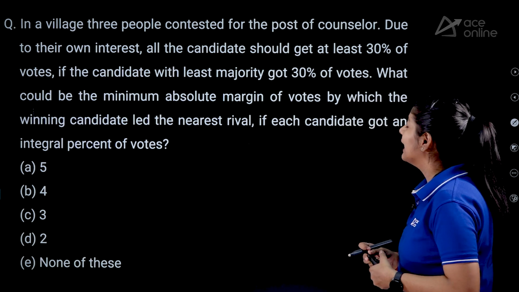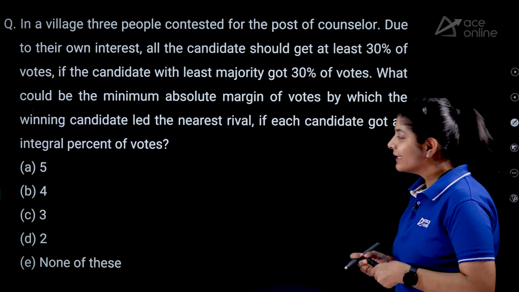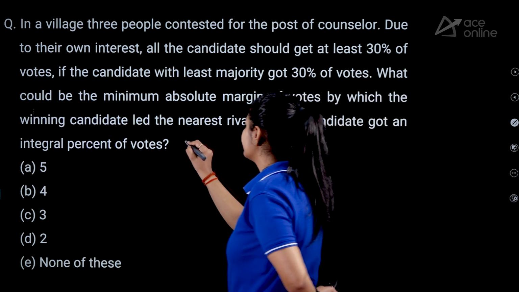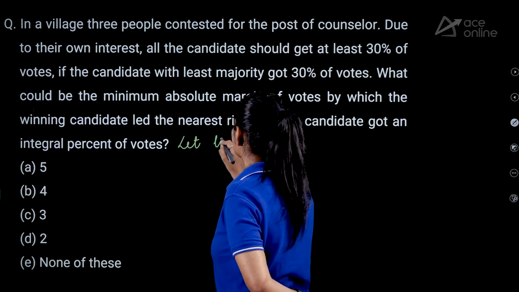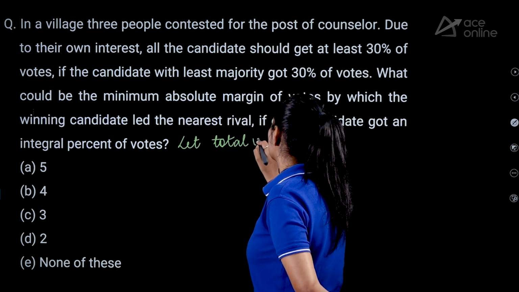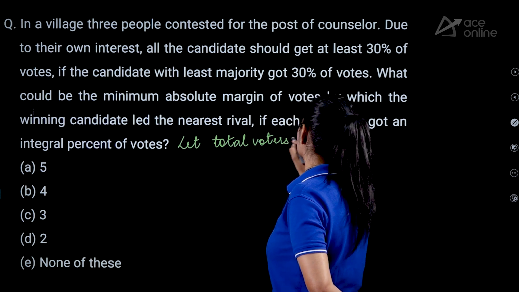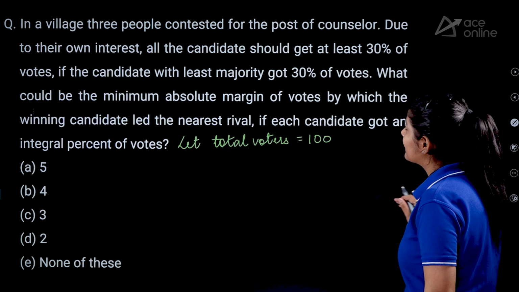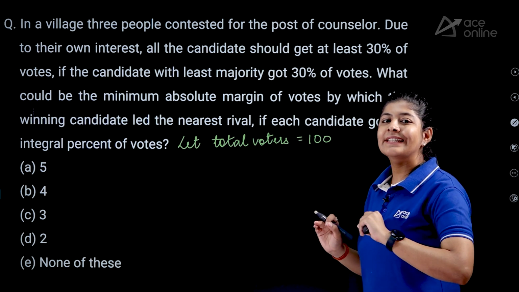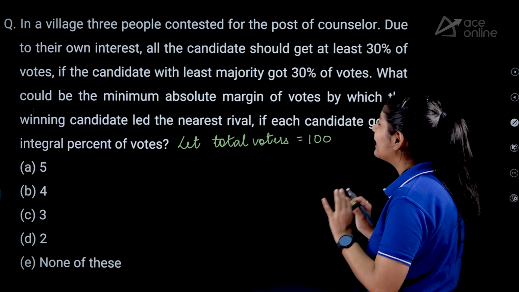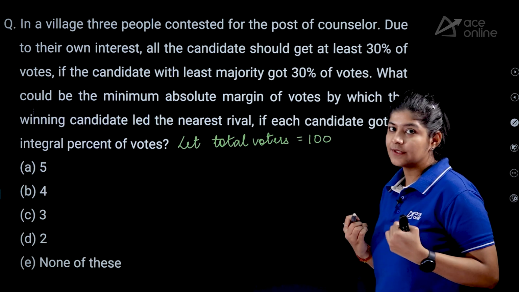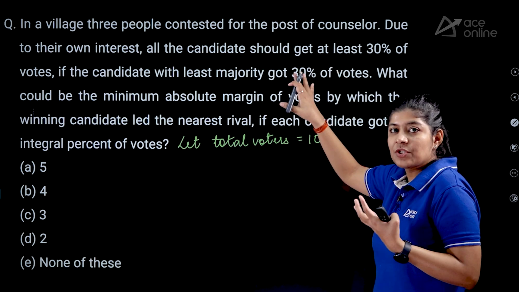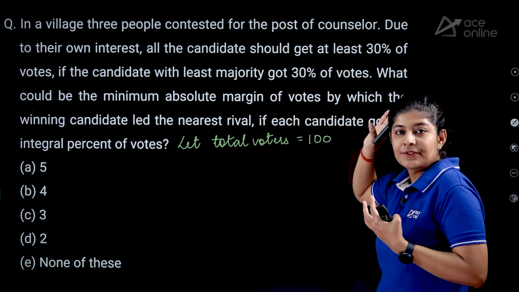Okay, let's see how we are going to do that. Let's suppose the total number of voters that we are having is equal to 100. Let total voters equal 100, right? Now the question says that every candidate got at least 30% of the votes, and the one with the least majority is also having 30% of votes.